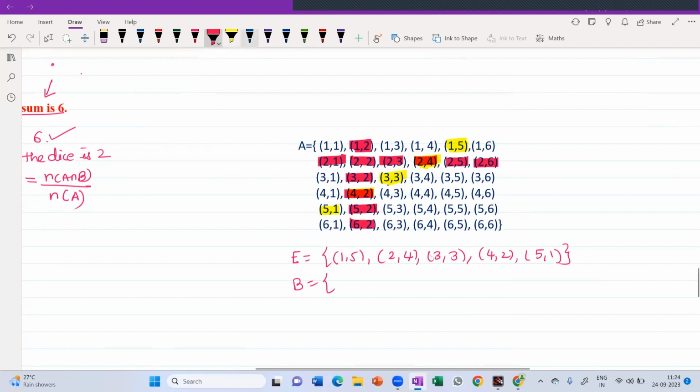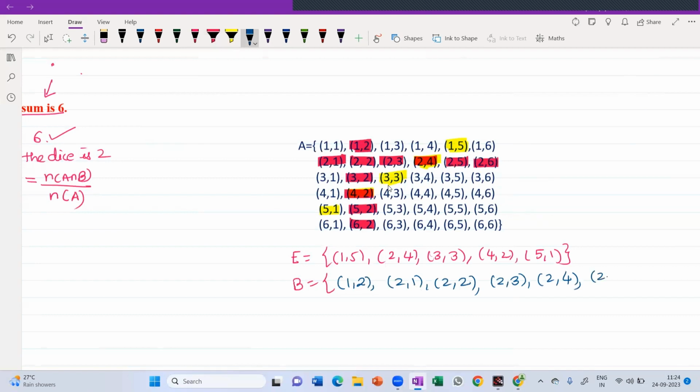So all these possibilities we are going to write in: 1,2; 2,1; 2,2; 2,3; 2,4; 2,5; 2,6; then 3,2; 4,2; 5,2; and 6,2. All these possibilities come under event B, in which one of the dice is 2. And in the first event we have put the sum is 6. Alright, what do I have to find out?